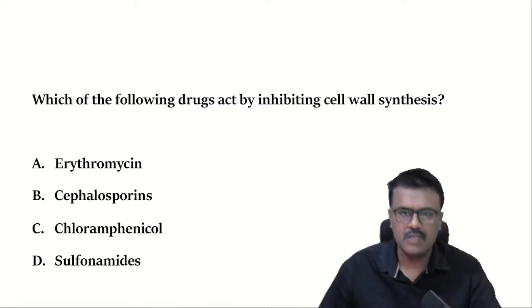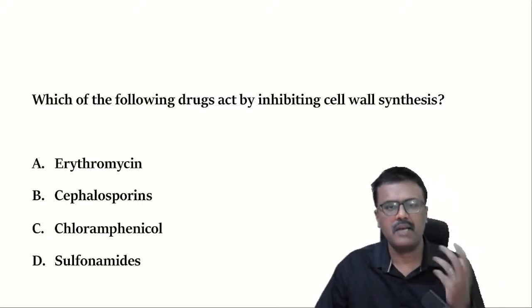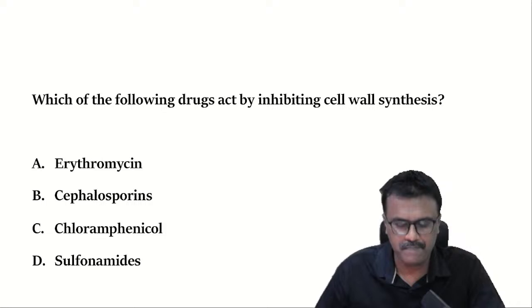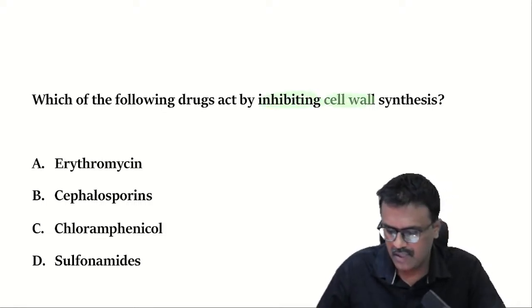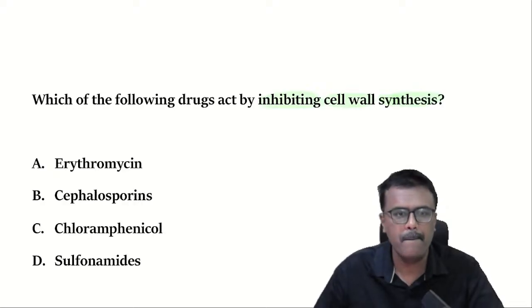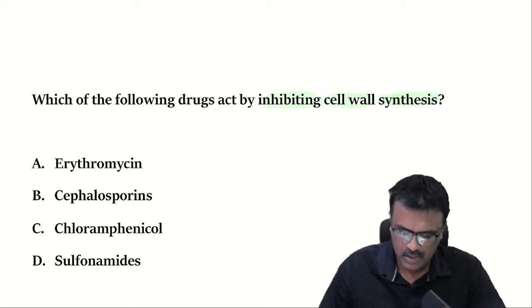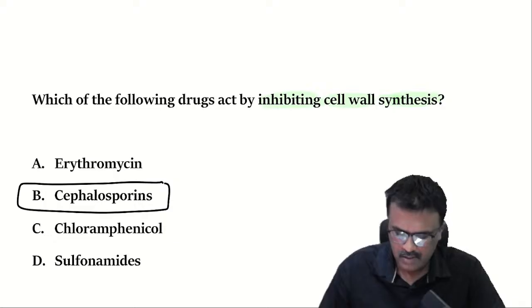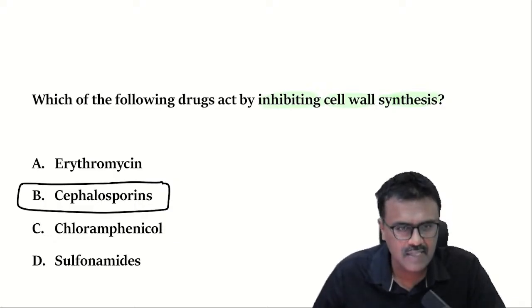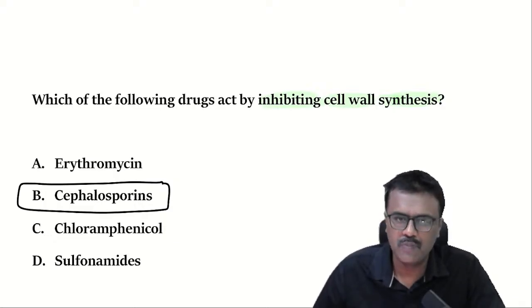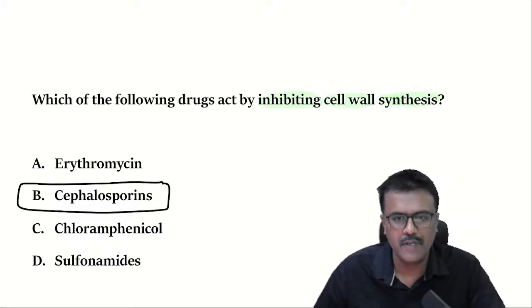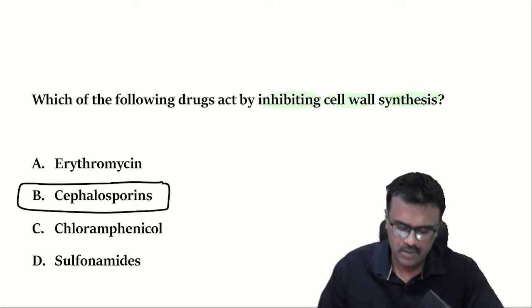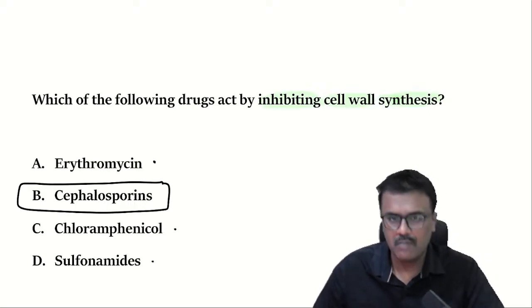Antimicrobials, first thing I need to understand is mechanism of action, how they work. So the question is, which of the following act by inhibiting cell wall synthesis? So the drugs which inhibit cell wall synthesis are beta-lactams, in this example, cephalosporins. The answer is B, cephalosporins. But the question is, what about erythromycin, chloramphenicol, sulfonamide?